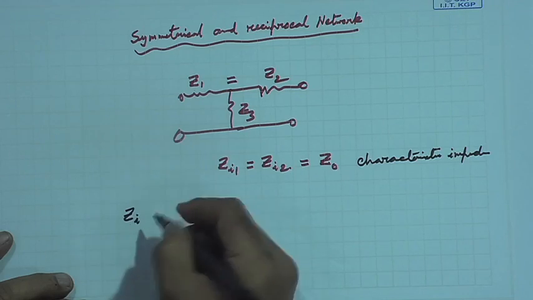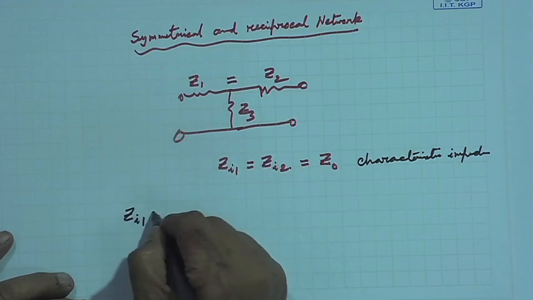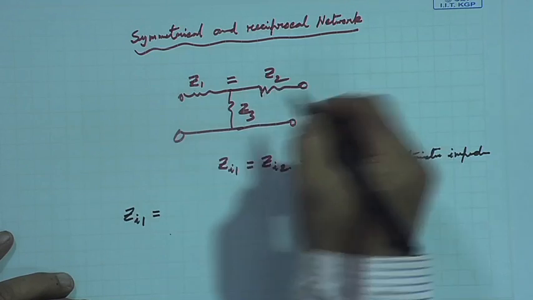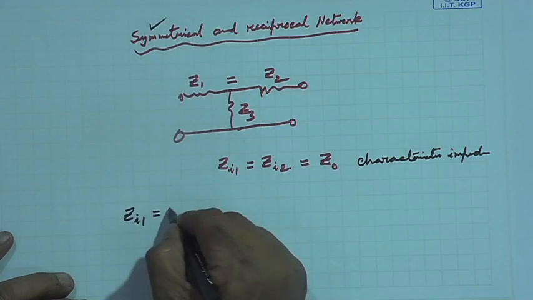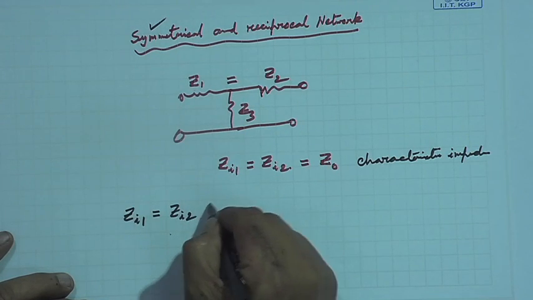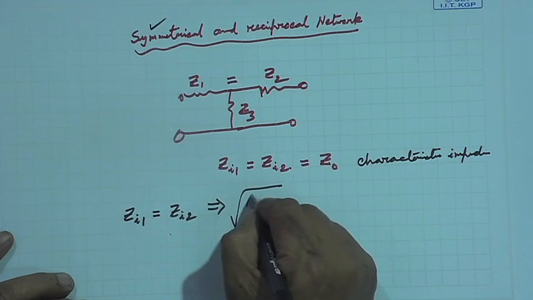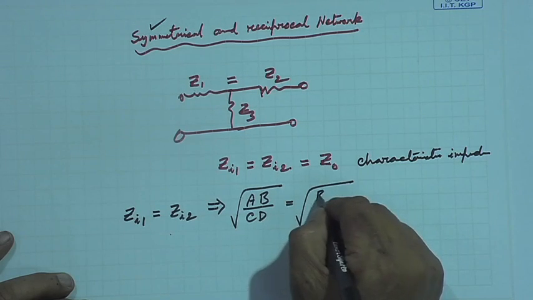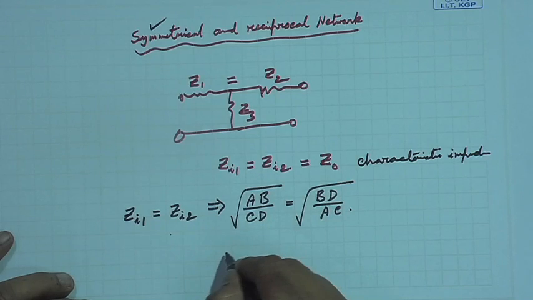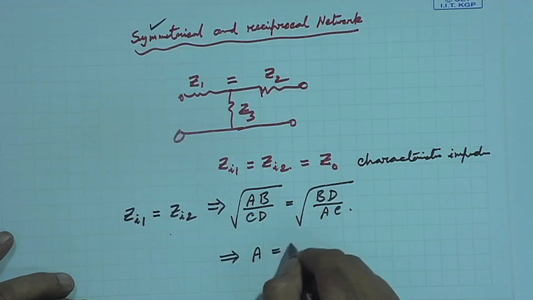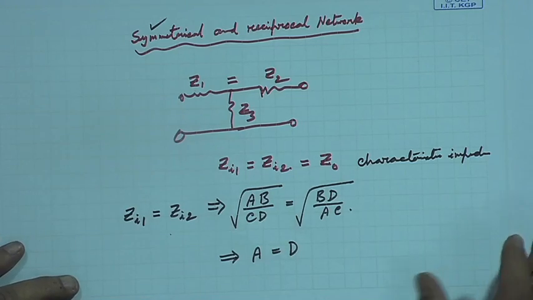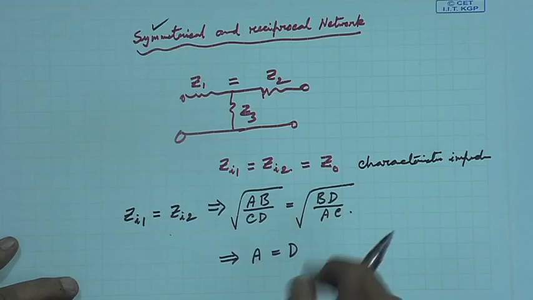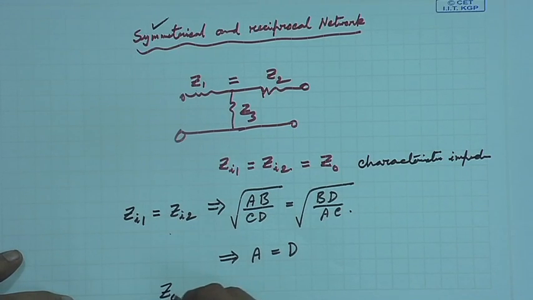But now, we see that we have characteristic impedance. Let us see what is its value in terms of ABCD parameters. We already saw that when we enforce Z1 is equal to Z2, that means the symmetry, Zi1 becomes Zi2. So, that implies that we have already earlier derived Zi1 is equal to root of AB by CD, and this is BD by AC. So, that becomes A is equal to D. You all know in two port transmission parameters, for a symmetrical network A is equal to D, it comes from here. So, what happens to the value of Z0? It is simply root of B by C.